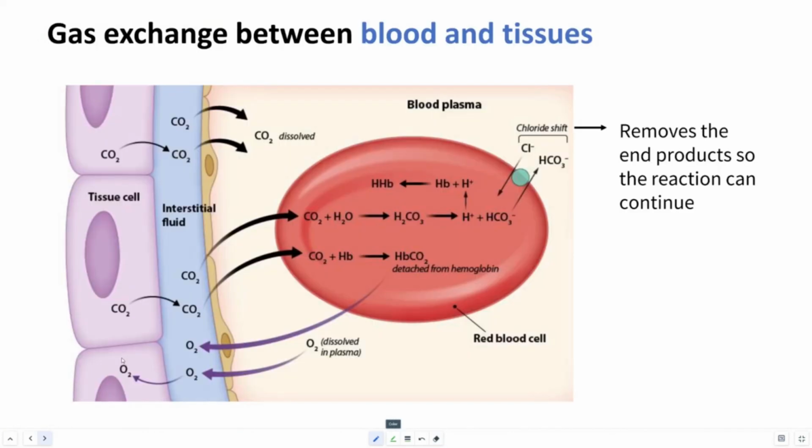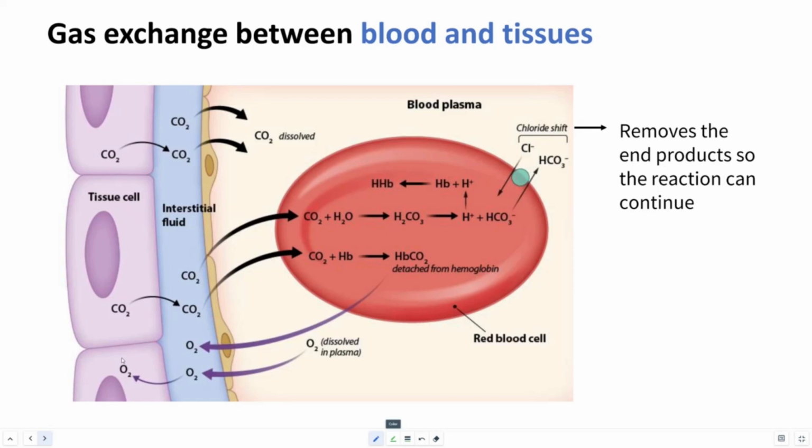Gas exchange between blood and tissues. At systemic cells, carbon dioxide diffuses into the blood due to lower partial pressure of CO2 in the blood, and diffuses into the erythrocytes or red blood cells to form bicarbonate, which keeps the pCO2 very low. The bicarbonate ion will then diffuse out of the erythrocyte back into the blood plasma with the accompanying movement of the chloride ion.